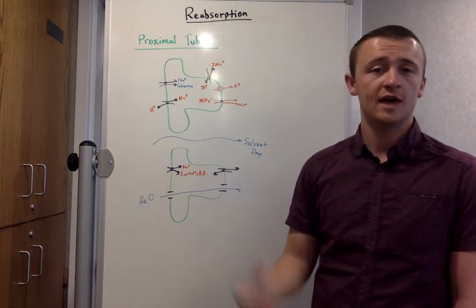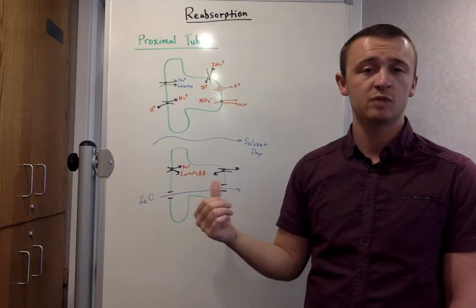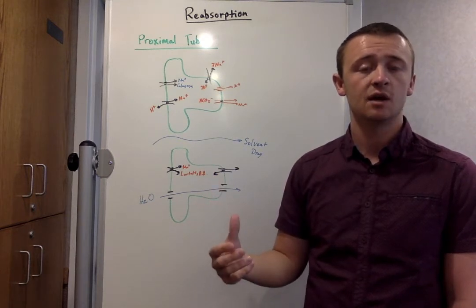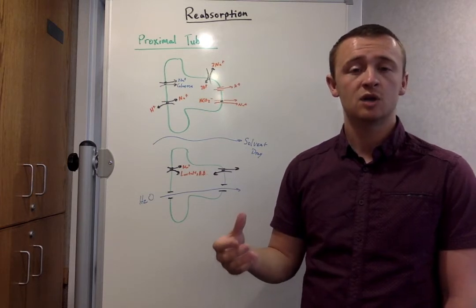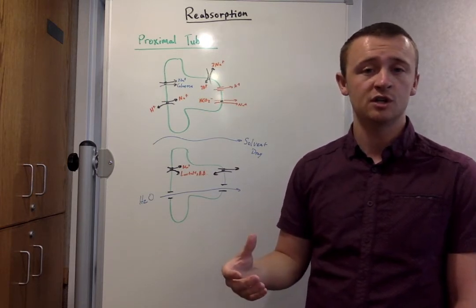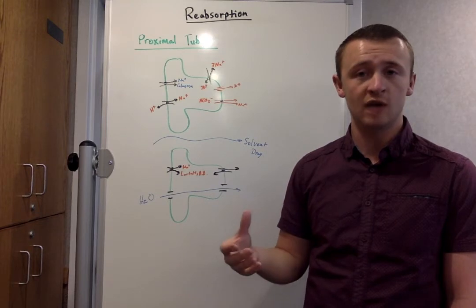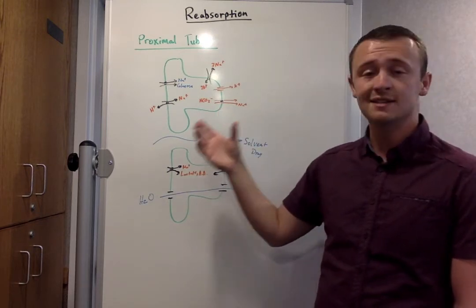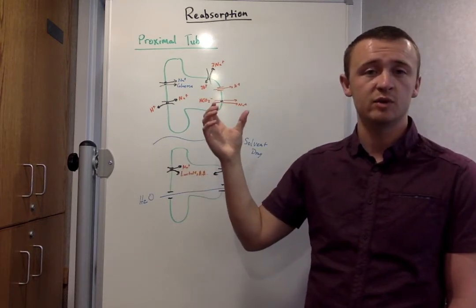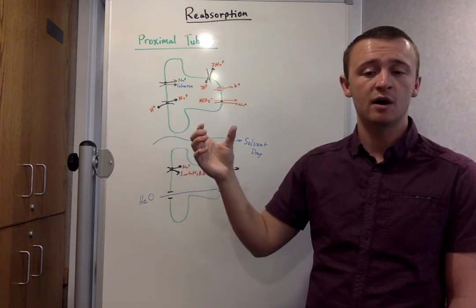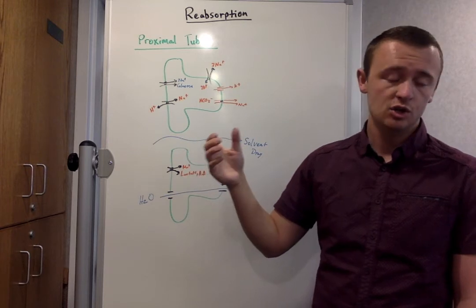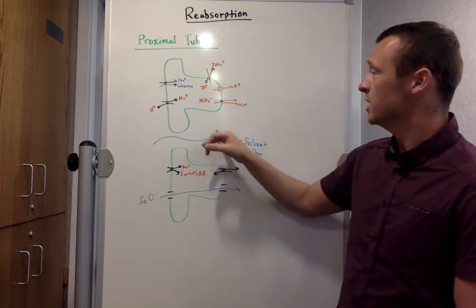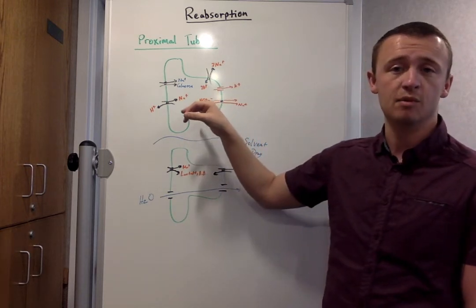You should know that in the proximal convoluted tubule, we reabsorb 67% of our water and 67% of our sodium. So we don't change the concentration, which is 300 milliosmolars. You should know that. And it stays the same throughout the whole tubule because we reabsorb the same amount of water that we do sodium, and it doesn't change that gradient. You should also know that we reabsorb 85% of our bicarb.